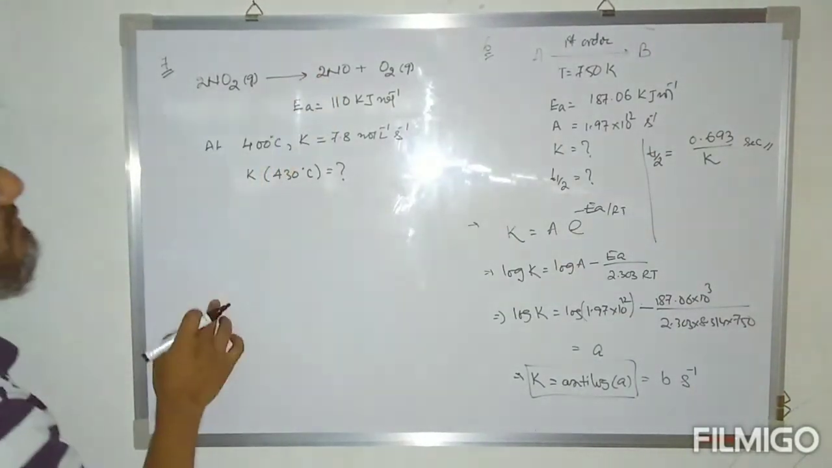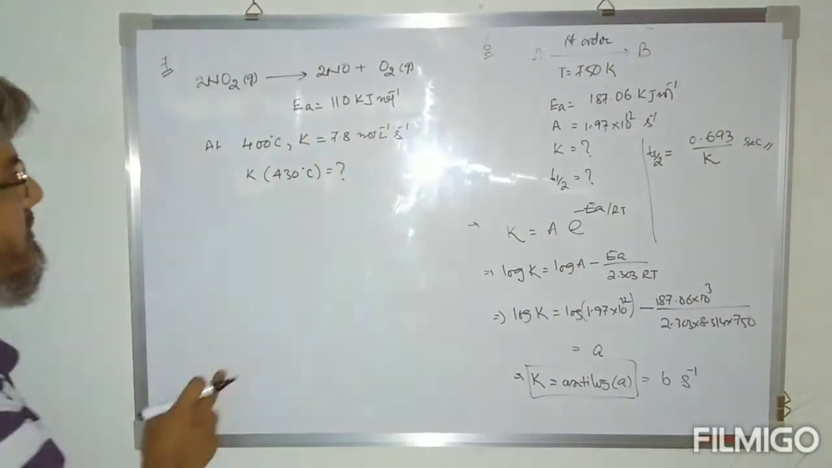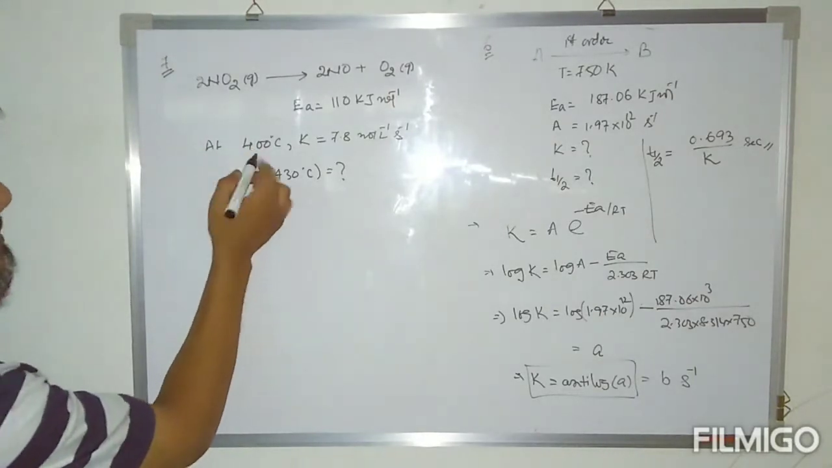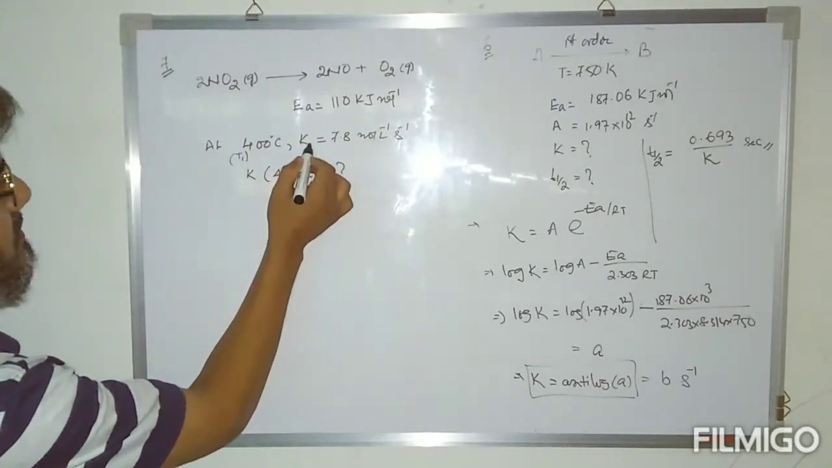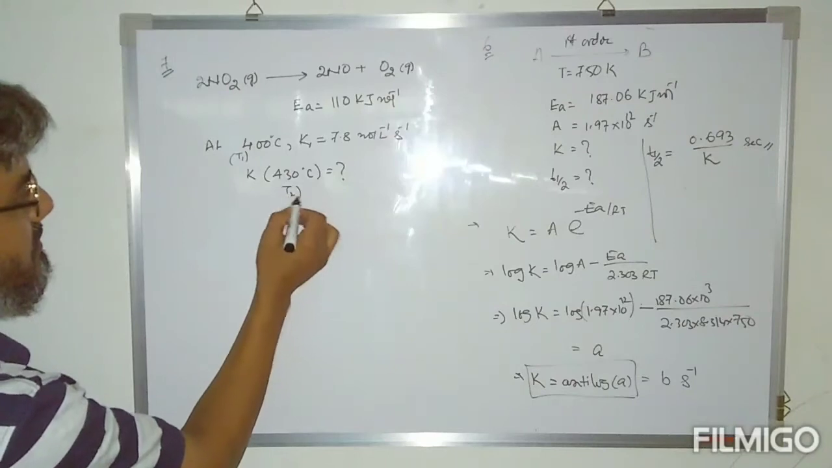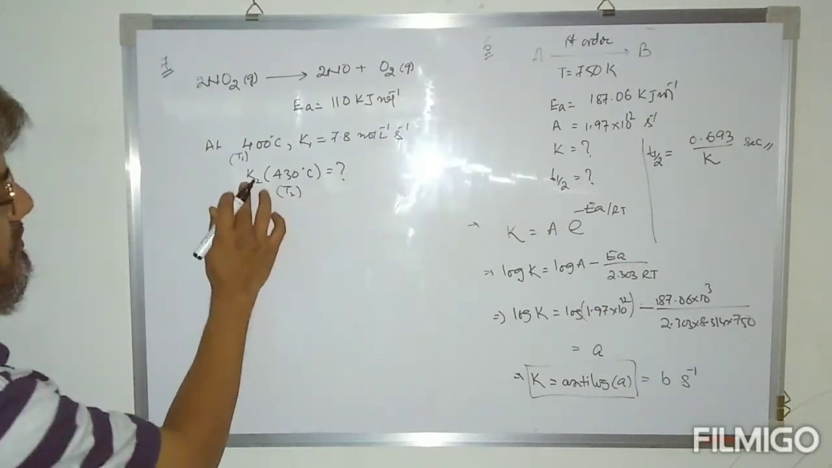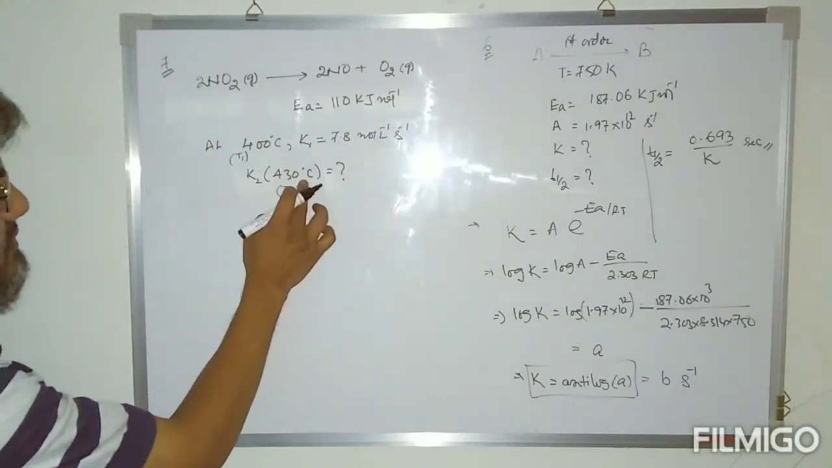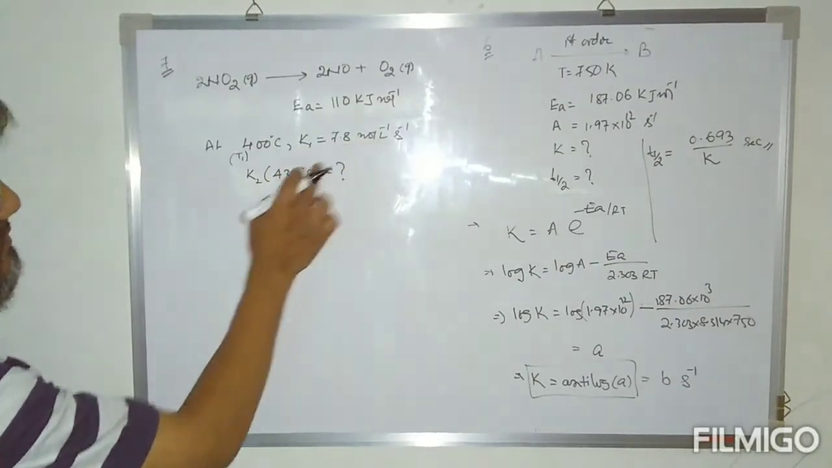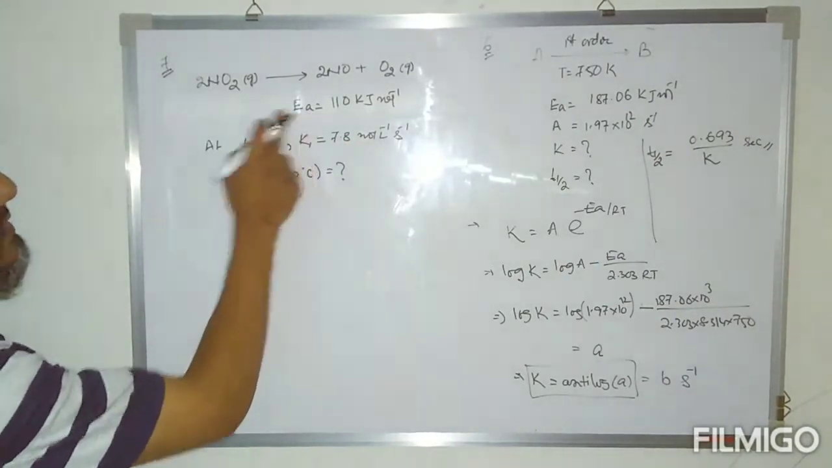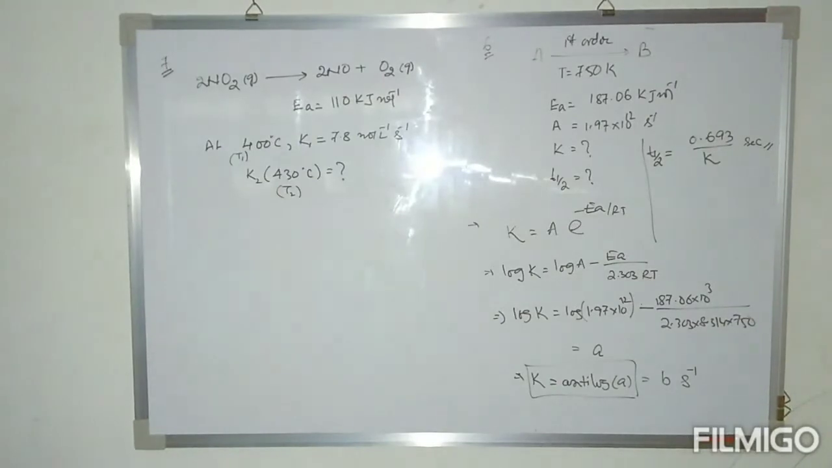So we have this reaction. For this reaction, activation energy is given. Temperature T1, with rate constant K1, and temperature T2, with rate constant K2. T1, T2 and K1 are given. We have to find the value of K2. We have this A.